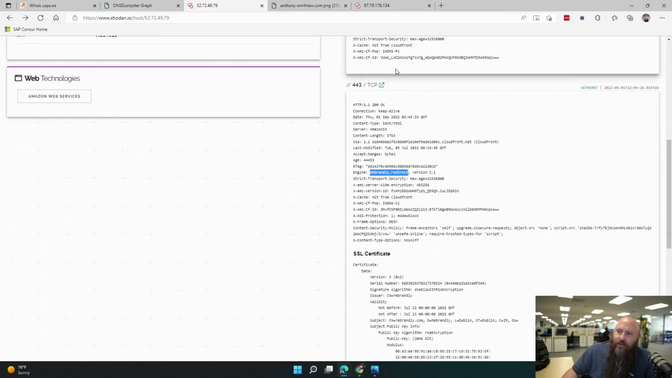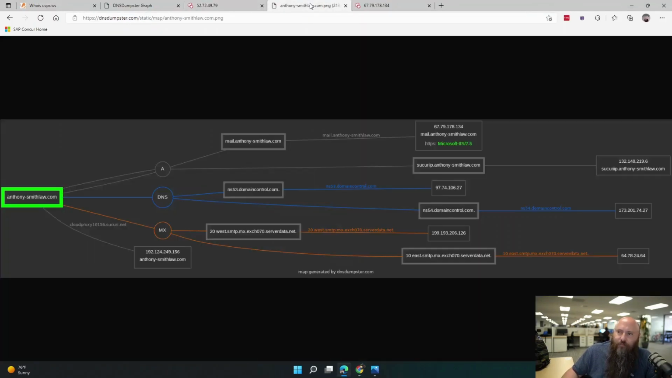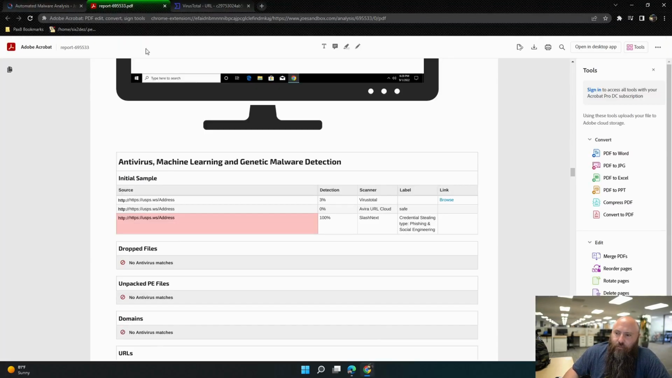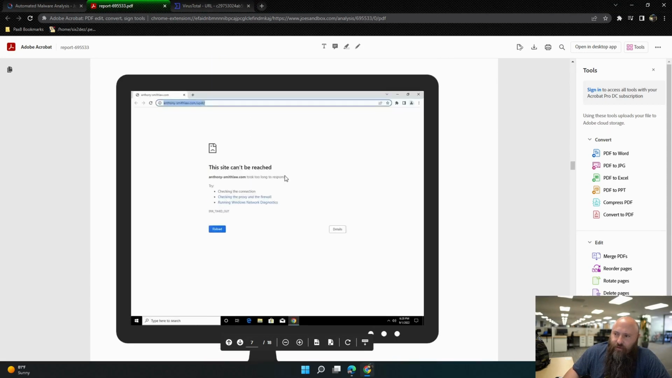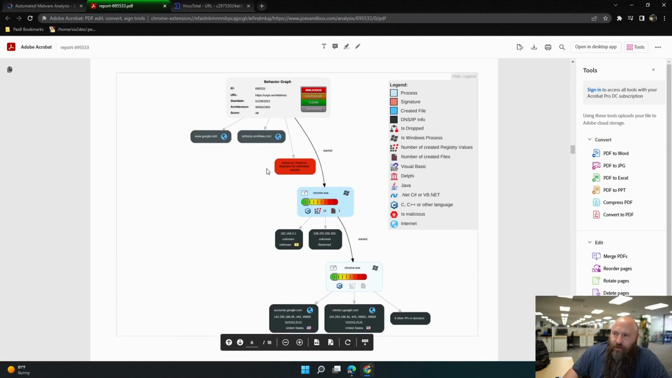And so I dug in to anthonysmithlaw.com using DNS Dumpster, which kind of gave me their mail server, which is 6779.178.134, which is mail.anthony-smithlaw.com. I think that one's just a bit of a red herring, but if we look back into the attack chain on the original report, we find that there was a final address that was delivered as we dug through this, that helped me out.